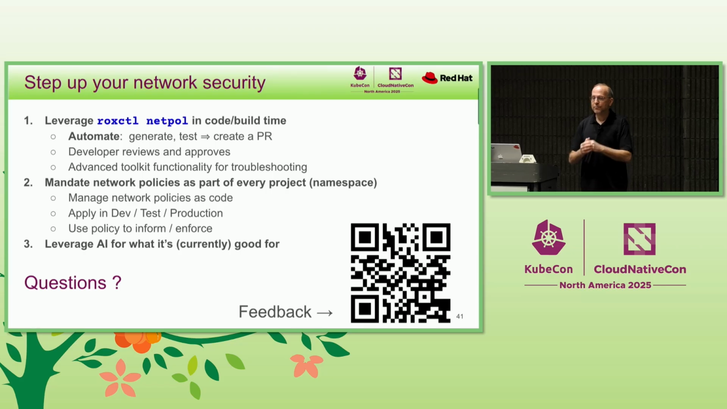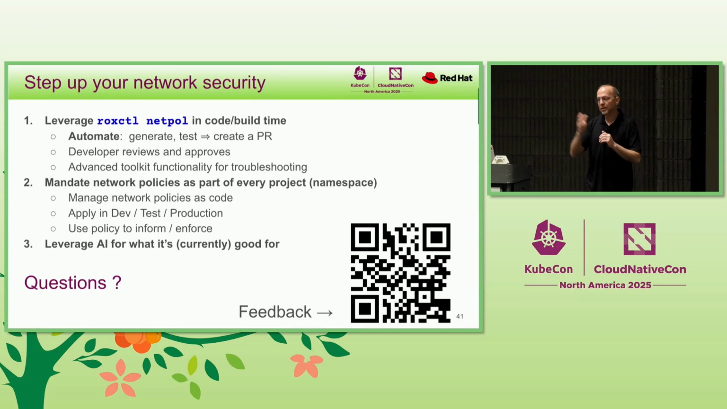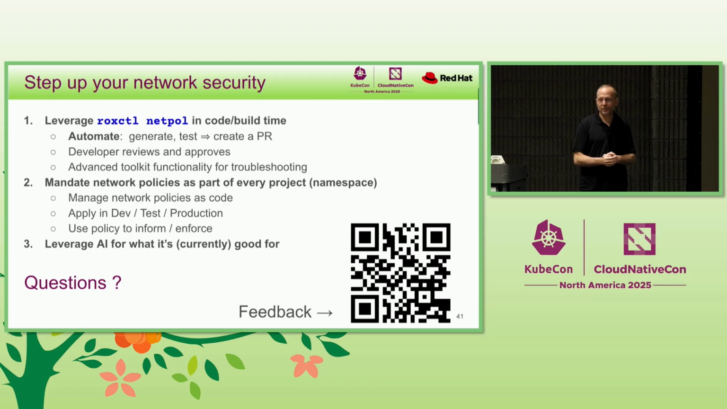Mandate those, manage your network policies as code in the pipeline, apply them early in your dev, move on to test, always keep them up to date. And then leverage AI for what it's good for.